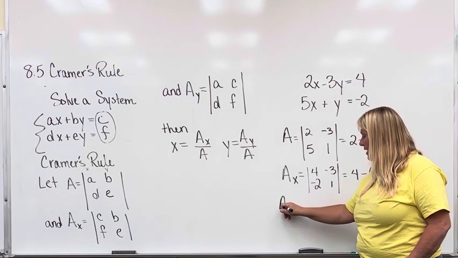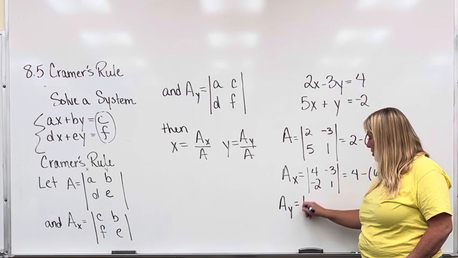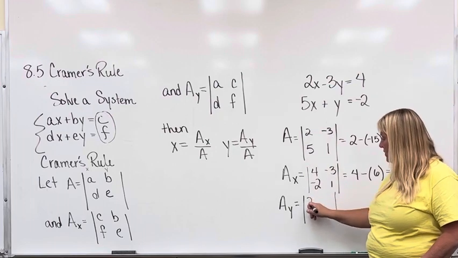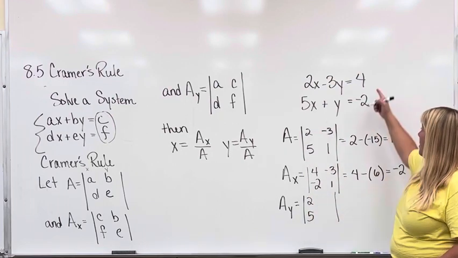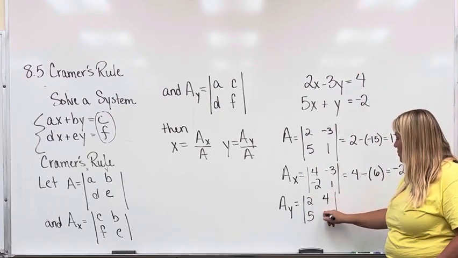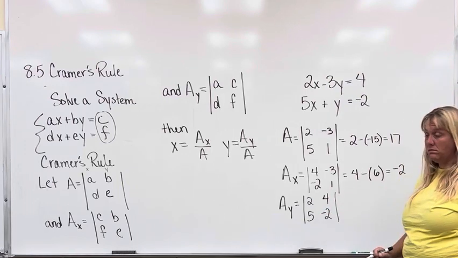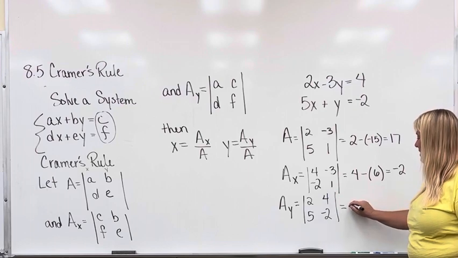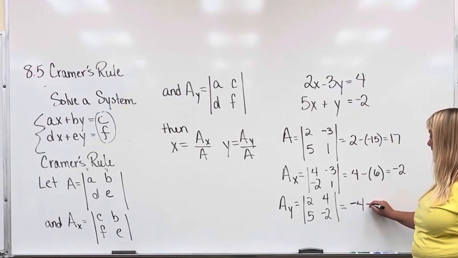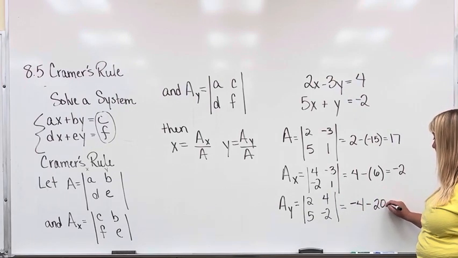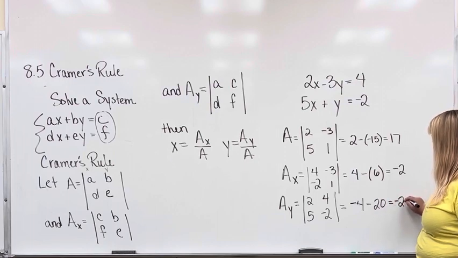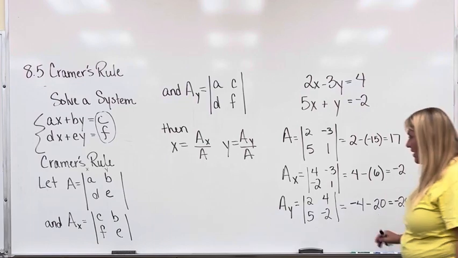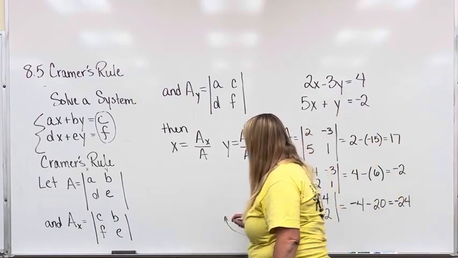And one more determinant here, a sub y is going to equal, okay, now we're going back to the original first column, so the 2 and the 5 are going to be there, but the 4 and the -2 are going to sit right there. So, just like before, main diagonal, -4, minus opposite diagonal is 20, so this is -24. And as always, I ran myself out of room, so I'm just going to come right back over here.